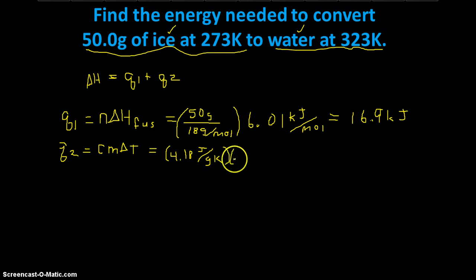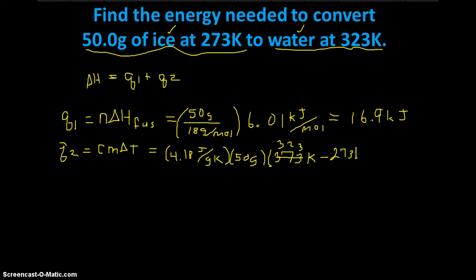The mass we have is still 50 grams. And the delta T we have is to say 373 is where we're going to end up. And we're coming from 323. Fix that. 323. And we're coming from 273.